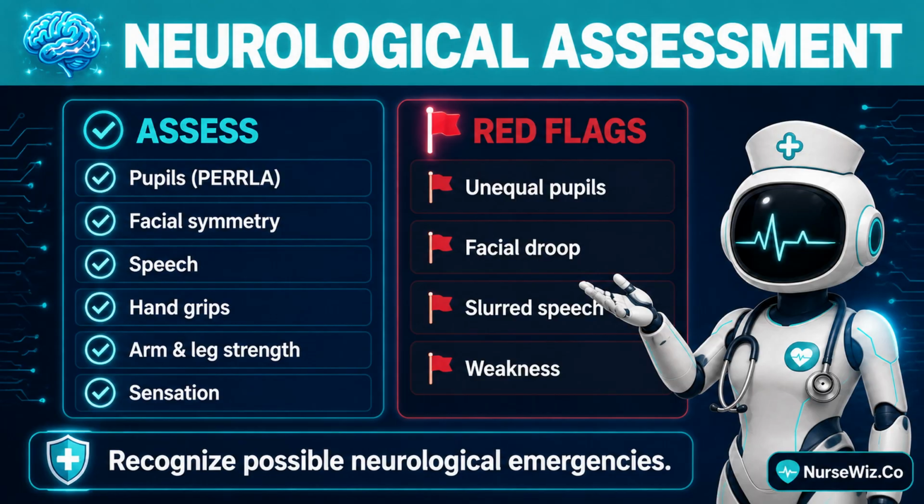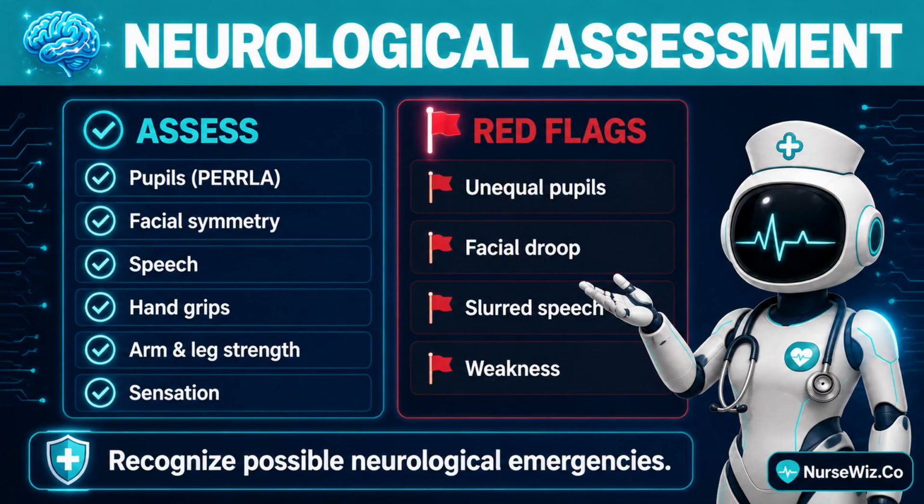Your priority is to immediately recognize possible neurological emergencies, and this is where you have to know the difference between new and old. A patient with long-standing weakness from an old injury has a baseline, and that baseline belongs in your report. Sudden is the word that changes everything. A deficit that wasn't there an hour ago is treated with urgency, not curiosity.